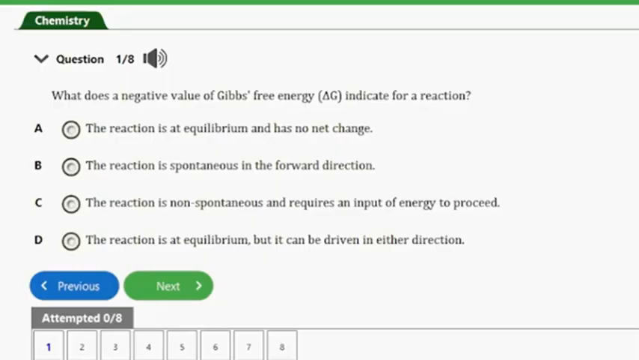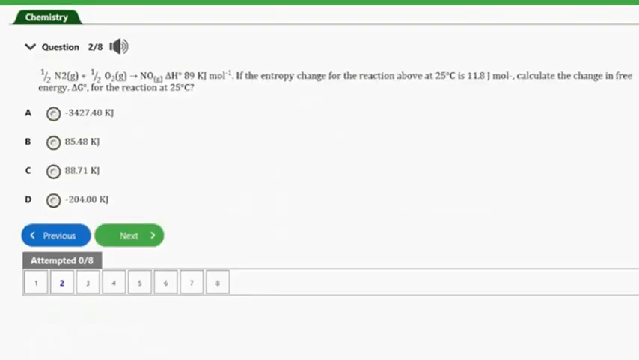So guys, the answer to this question is option B. A negative value of the Gibbs free energy indicates that the reaction is spontaneous in the forward direction, and this means it will proceed without requiring an external input of energy. So option B is the answer to this question. Let's look at the next question, question number 2.